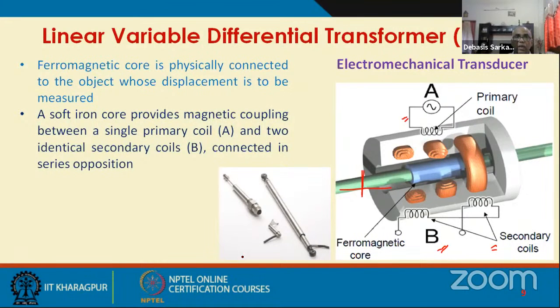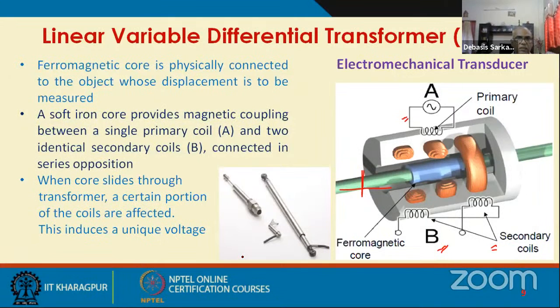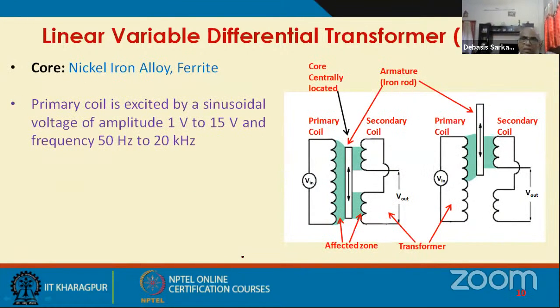Now, as that object moves, this soft iron core also moves. So different parts of it are exposed differently to these coils. Accordingly, a voltage is induced in the circuit and there will be a current flow. If you look at this figure, it will be clear.